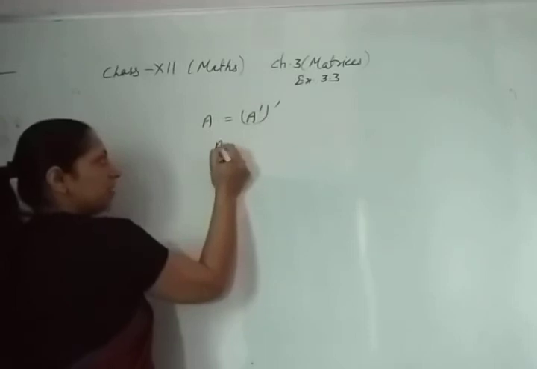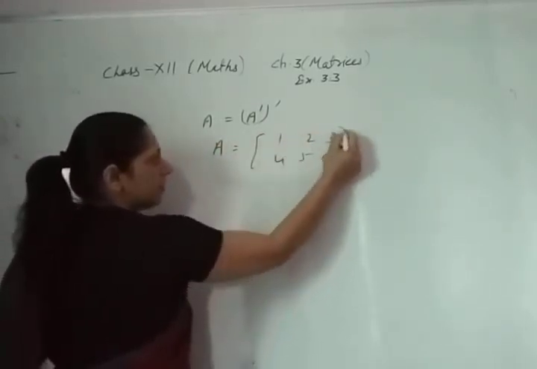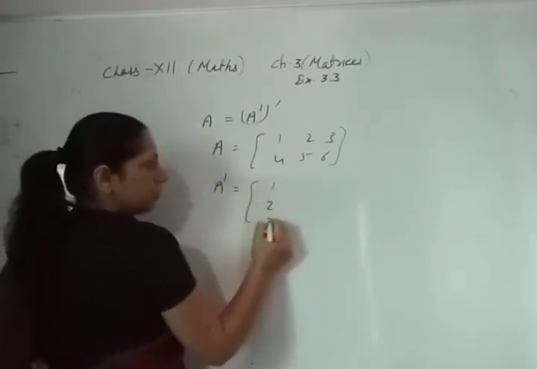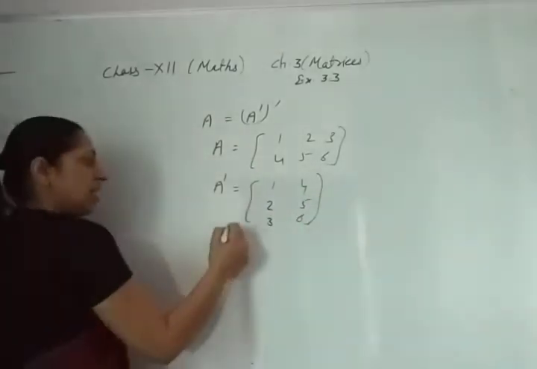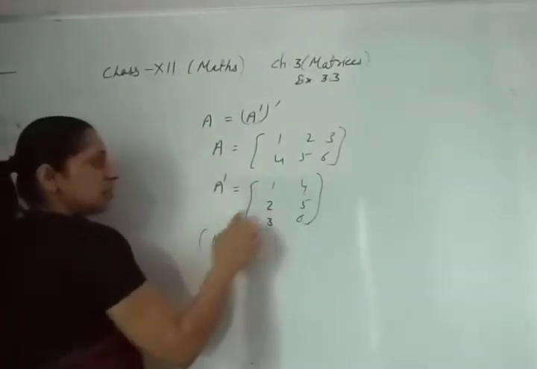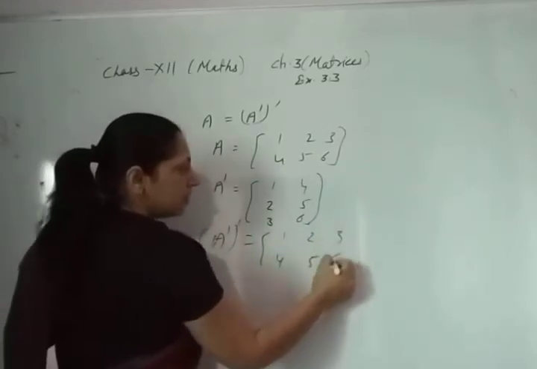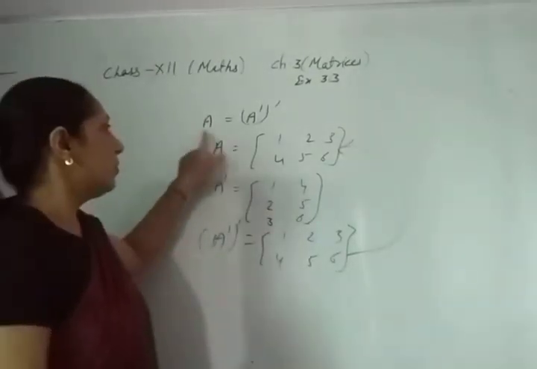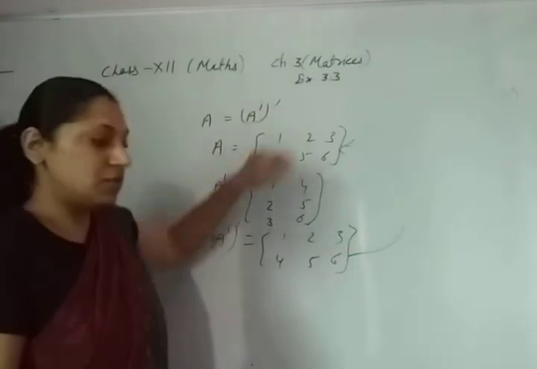Suppose I am taking a matrix 1, 2, 3, 4, 5, 6. Then A transpose is 1, 2, 3, 4, 5, 6 with rows changed into columns. And A transpose transpose is equal to row into column again, 1, 4, 2, 5, 3, 6. So we again get the same matrix. So our first property is A is equal to the transpose of A transpose.